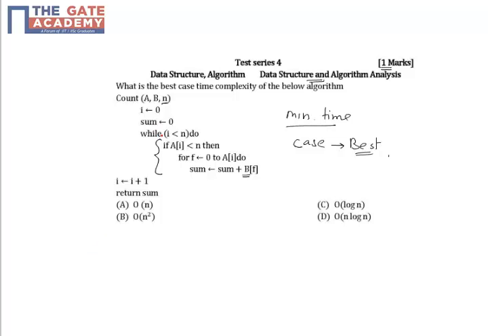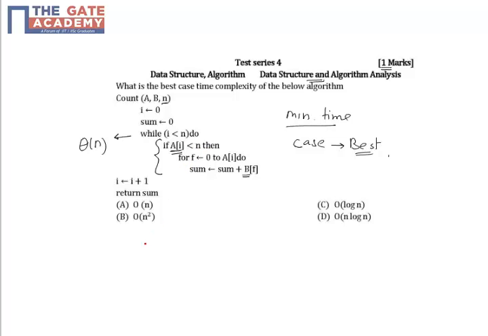Let's check the conditions. While I is less than n, this loop will be executed n times, so that will take theta of n time. Inside that there is one condition, and inside that there is again a for loop. The condition says that if the value at each index of the array is less than n, then you go inside.